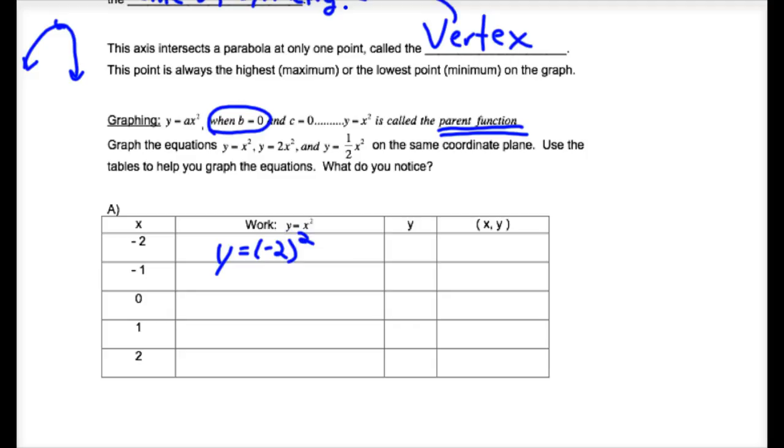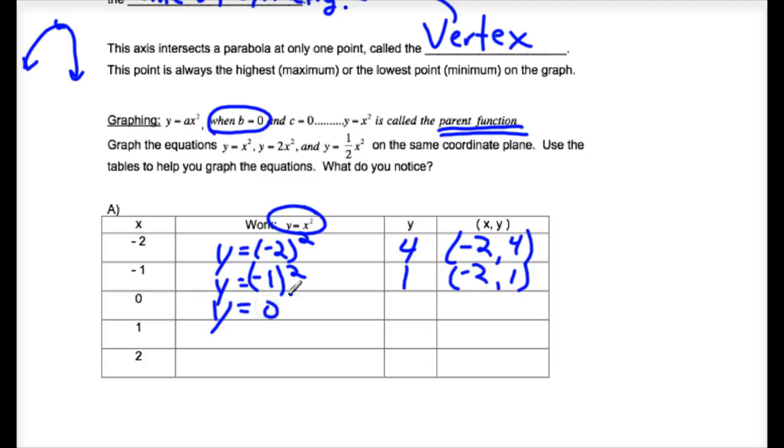With parentheses around it, what's -2 squared? 4. I guarantee you, people, the point -2, 4 is on the parent function y equals x squared. Okay, do that for -1, 0, 1, and 2. Real quick, go. You're done in about 10 seconds. What's 0 squared, people? 0. Genius. Goes to the origin.